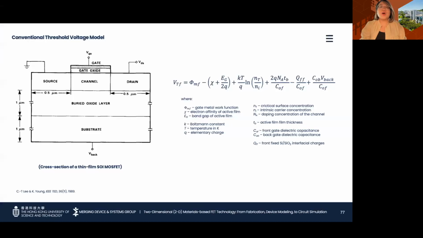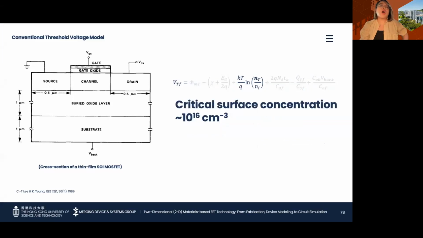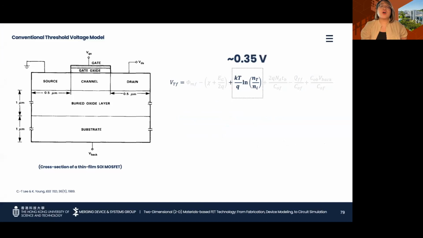So for thin-film body MOSFETs with near-intrinsic bodies, many parameters affect its threshold voltage. But the physical mechanism behind this turn-on condition is based on achieving a critical surface concentration in the channel. This is in the order of 10 to the power 16, and this translates to about 0.35 volt, which is needed to be applied in the gate.